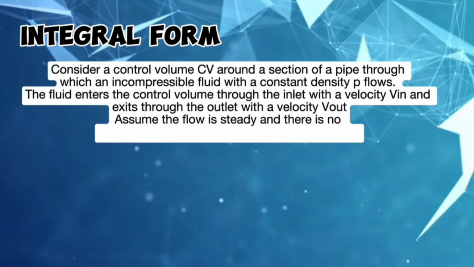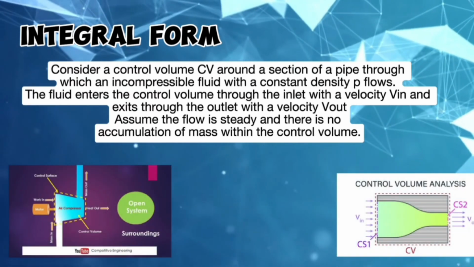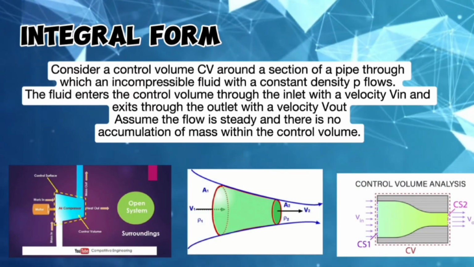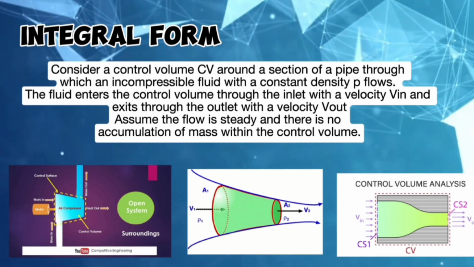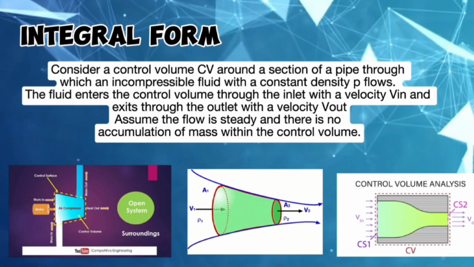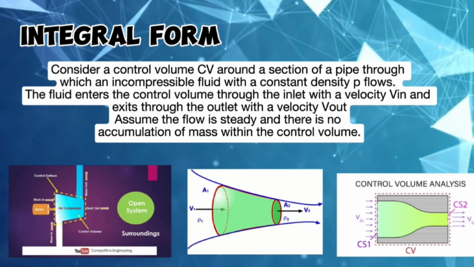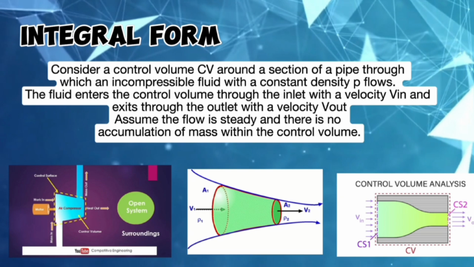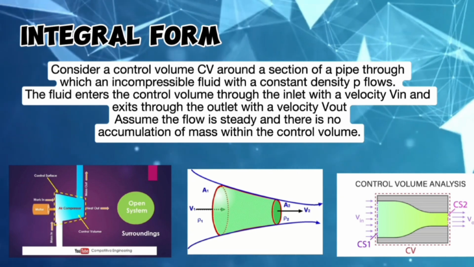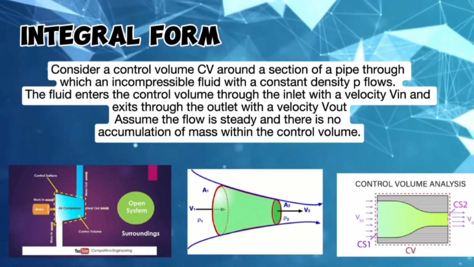Consider a control volume around a section of a pipe through which an incompressible fluid with a constant density ρ flows. The fluid enters the control volume through the inlet with a velocity V in and exits through the outlet with a velocity V out. Assume the flow is steady and there is no accumulation of mass within the control volume.